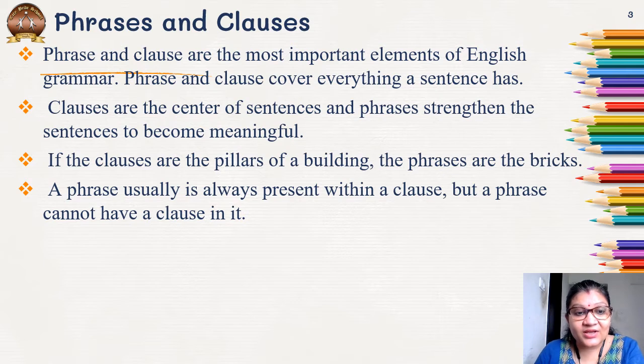A phrase is always present within a clause. Means when you see a clause, you will find a phrase inside it, hidden inside. But a phrase cannot have a clause in it. Why is that? Because we know that phrases don't have verbs, but clauses have.